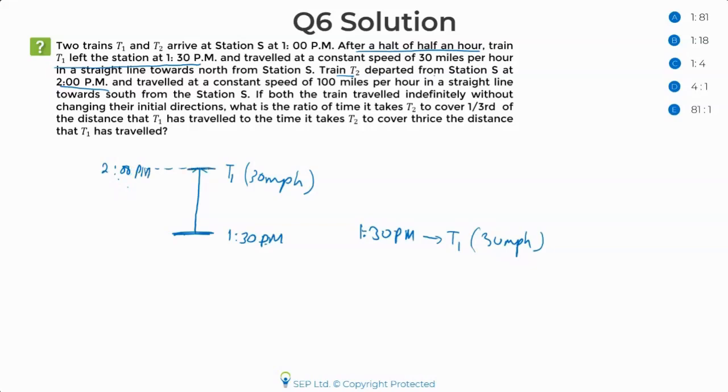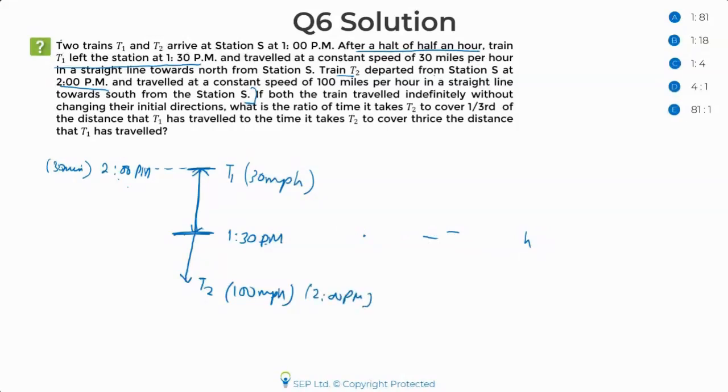T1 has reached a certain point, okay, from the starting point. So T1 has covered some distance in 30 minutes. That's one thing which I write down very quickly so that I don't forget about it. And then T2 is moving in the opposite direction at the speed of 100 miles per hour. Okay, and this is happening at 2 p.m. for T2. So till this part, it's perfectly done.